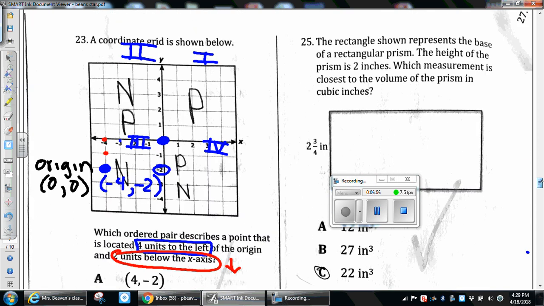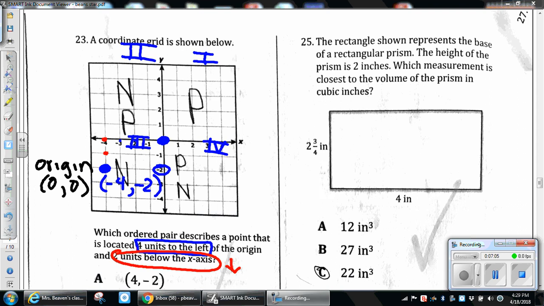And you got this one right, so let's just do it quickly. The rectangle shown represents the base of a rectangular prism. The height of the prism is 2 inches. Which measurement is closest to the volume of the prism in cubic inches?